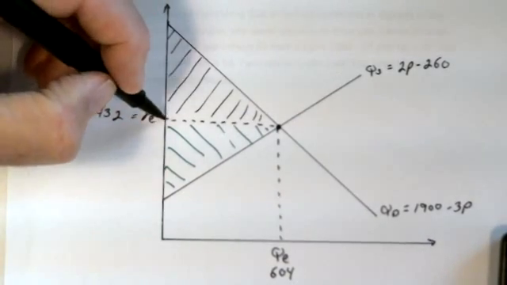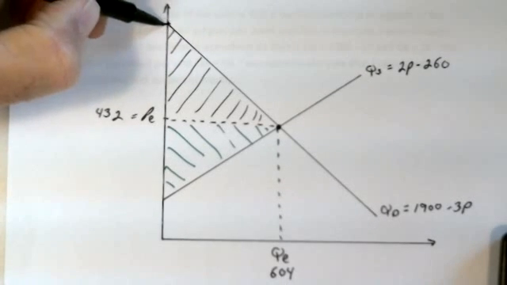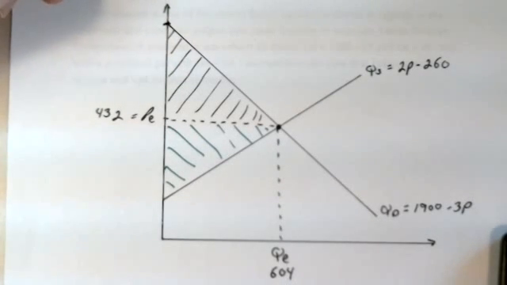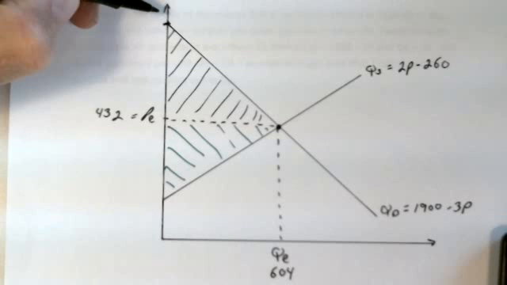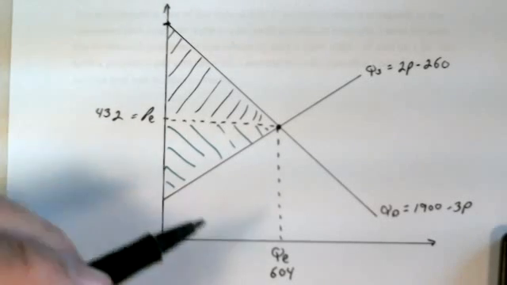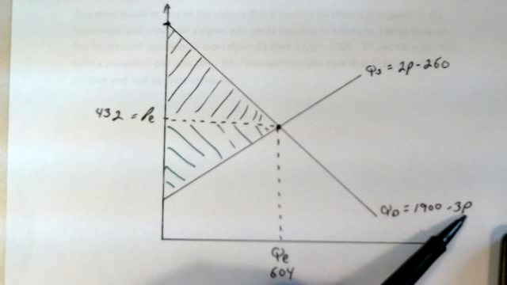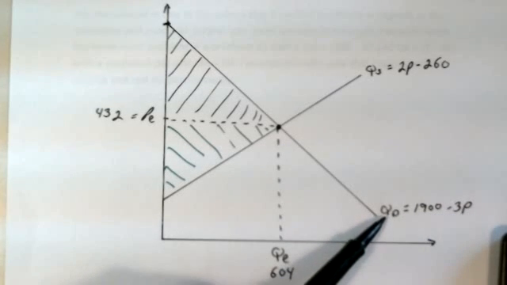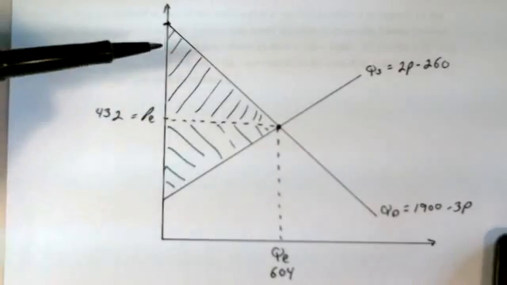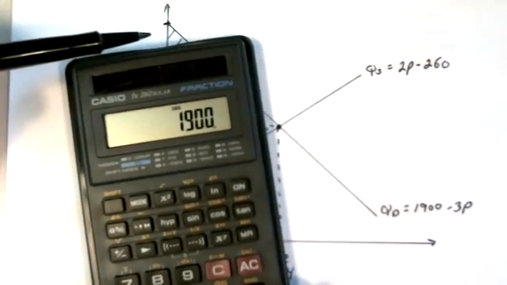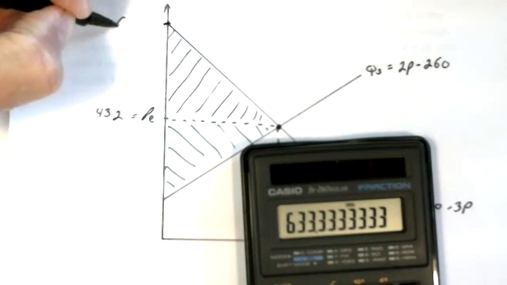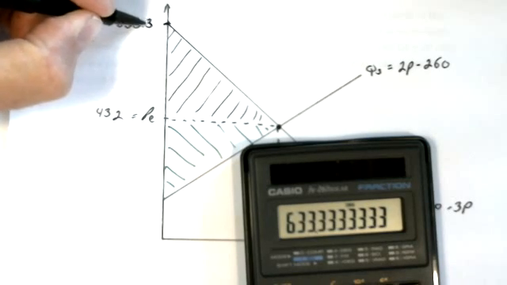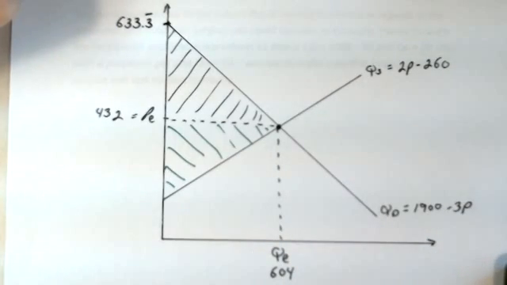Okay, so I have these two numbers, and now I need this number up here to calculate the area of consumer surplus. That number up there would be the price that generated 0 quantity demanded. So looking at this equation right here, I'm looking at the p-value, trying to find the p-value where this thing over here is 0. So that would be 1900. Again, I'm sort of doing them in my head a little bit, but you should do them out the long way if you want. So I get a number of 633 and a third.